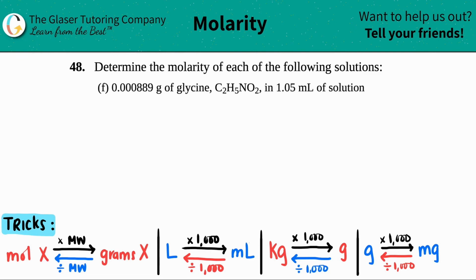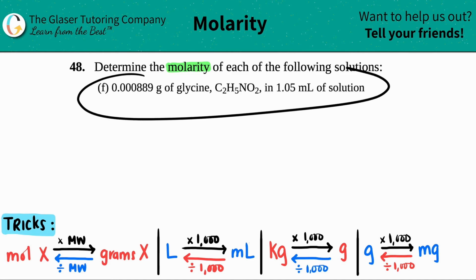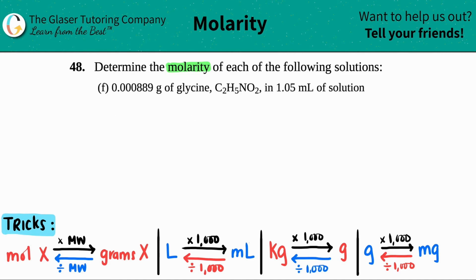48. Determine the molarity of each of the following solutions, and then we have letter F. So in this case, they gave us 0.000889 grams of glycine, which is C2H5NO2, and that's all in 1.05 milliliters of solution. And we want to find out what the molarity is.